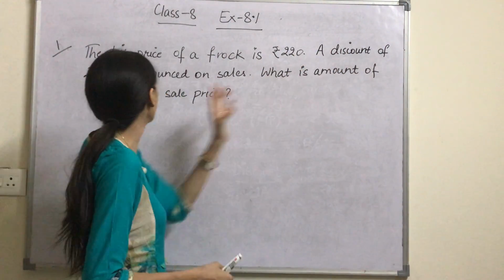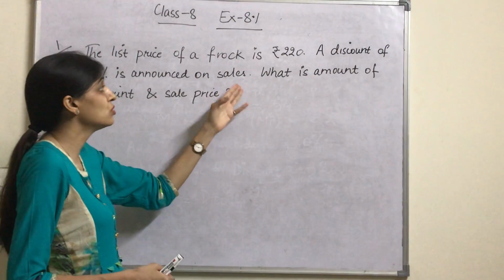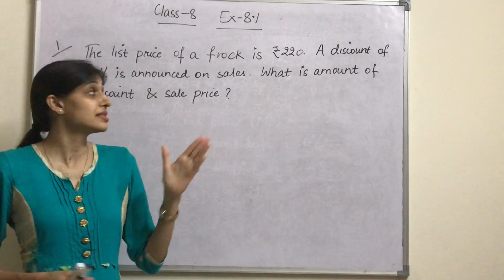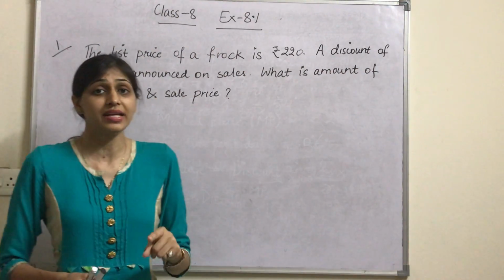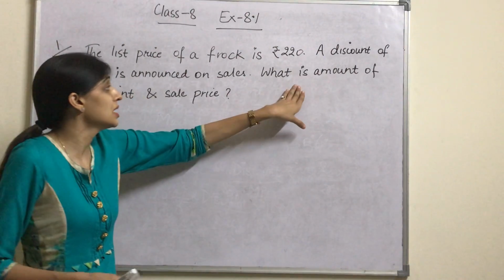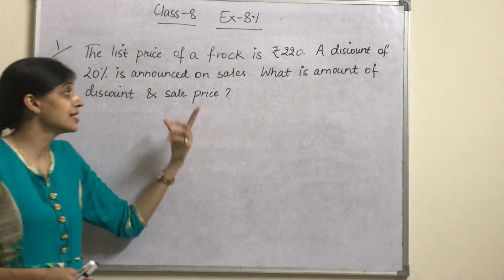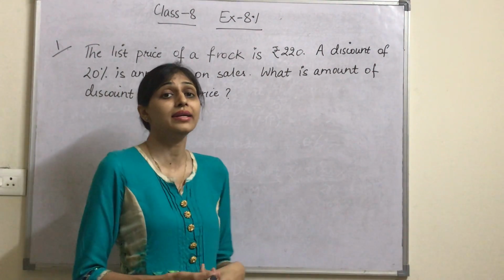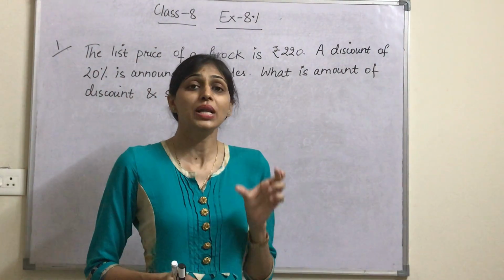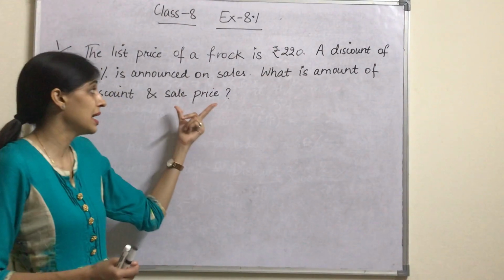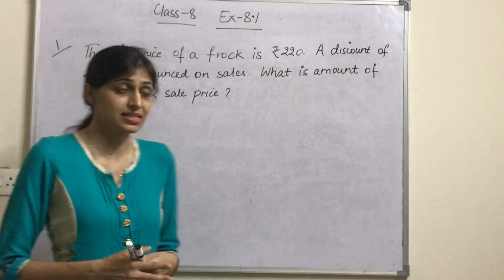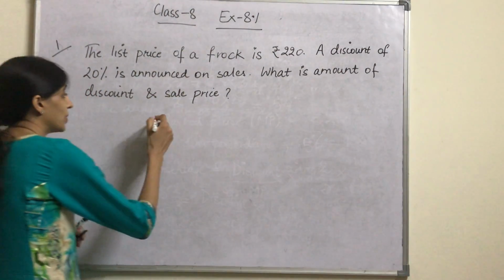A discount of 20% is announced on sales. That is, the discount percent given to you is 20%. You are getting a discount of 20%. What is the amount of discount and sale price? You have to find out how much discount is given to you, that actual amount, and the sale price, the price after discount, that is sale price, right? So let's start with the question.